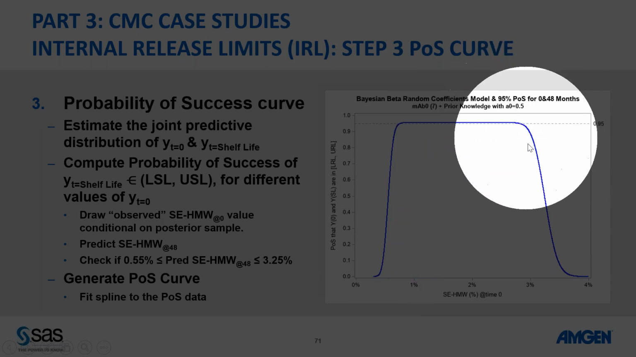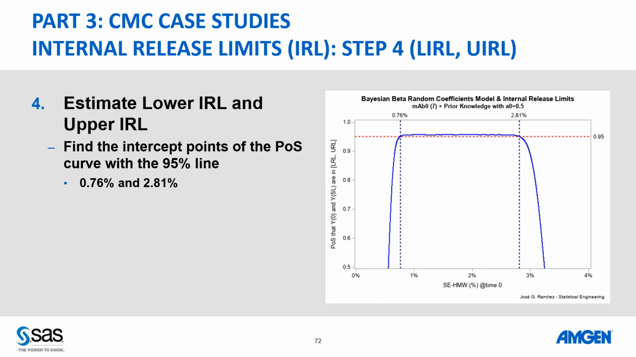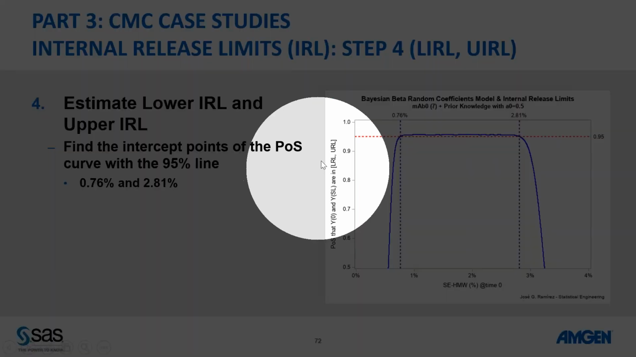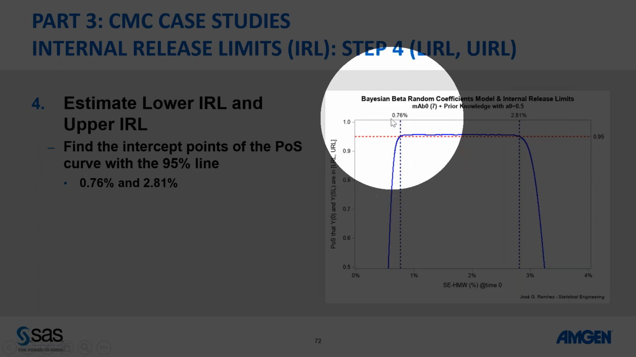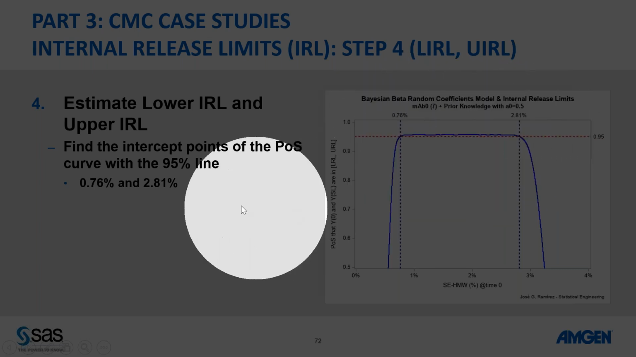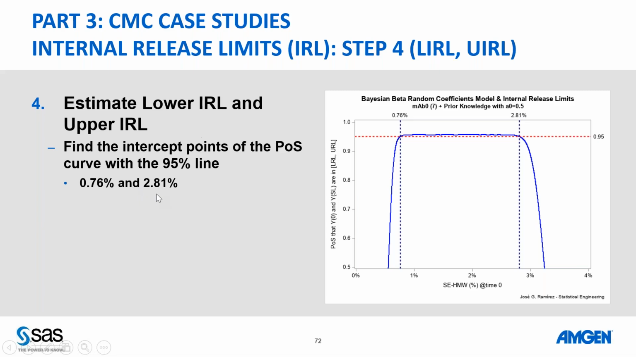So what we're going to do is find the intersection that's going to define the limits that we need. So if we do that, those are the limits. So if we want this joint probability at time 0 and time 48, that we're going to meet the specification of 0.55 and 3 1/4, then we need these limits. Again, if we want this to be at least 95%, then we want the limits to be 0.76 and 2.81. And those are the limits at time 0.